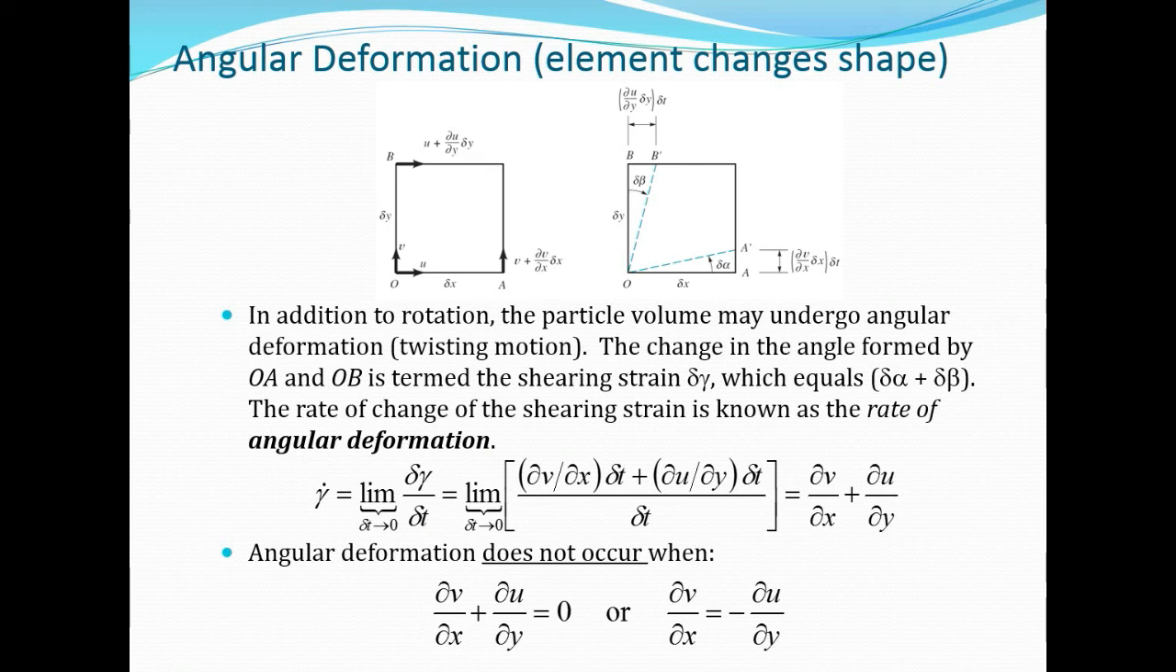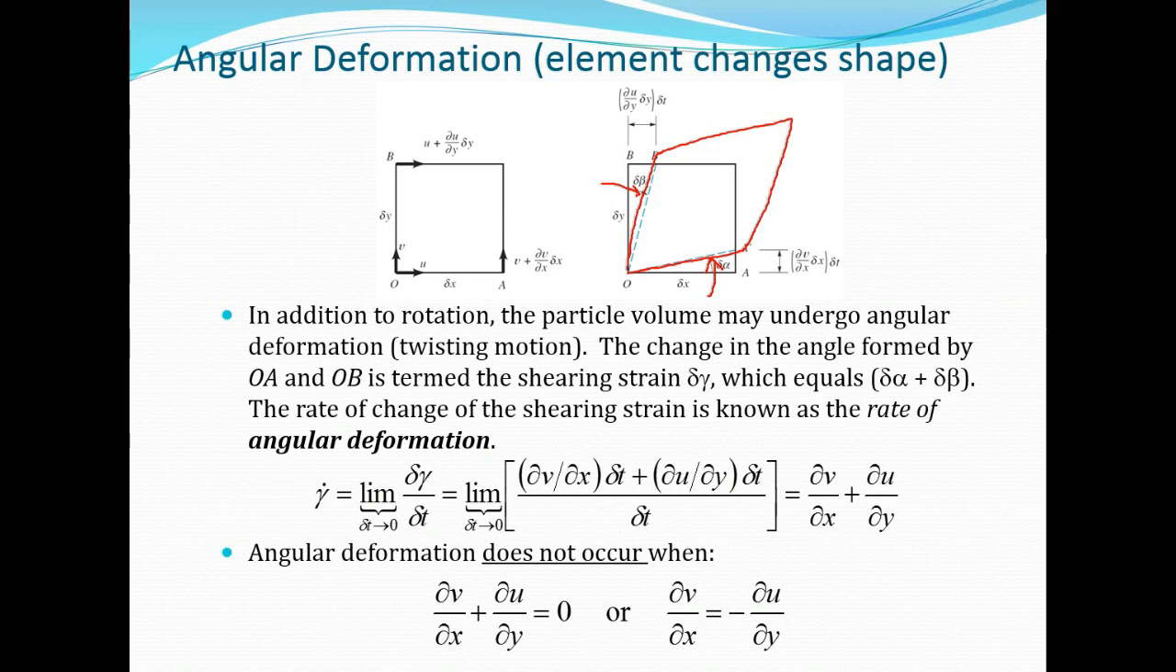Lastly, let's look at the angular deformation. With angular deformation, the element will actually change shape, and in this case it's going from a nice square into more of a rhombus type thing, like so. The area should be the same. I've drawn this rhombus a little bigger, but the area there should be the same. This happens when we have rotational velocities that are sort of at odds with one another.